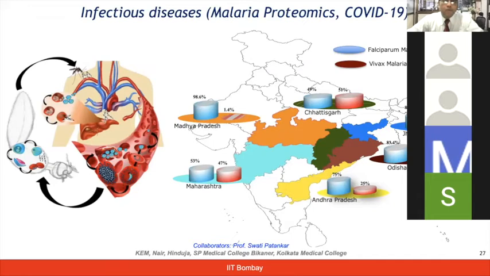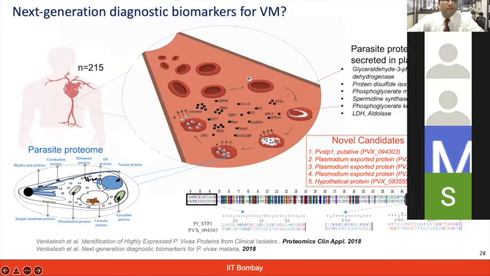And what we have found more interesting over the years is that there are two different organisms which cause malaria. One is falciparum, one is vivax. But vivax is more on the rise. Almost a decade ago, falciparum was mainly causing malaria, but now more of the vivax is causing malaria. But our understanding of vivax malaria is not much. So what are the possible biomarkers for vivax malaria? That is still not very clearly known.